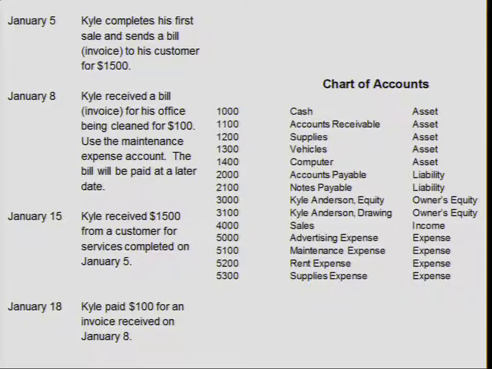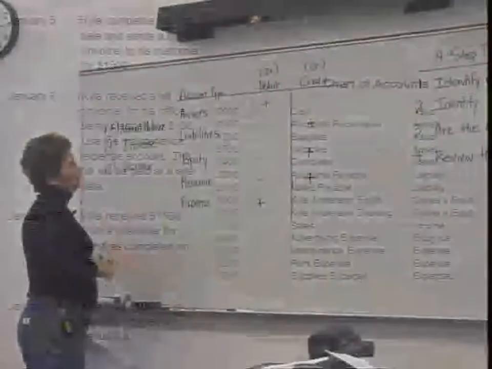On January 15th, Kyle received $1,500 from a customer for services that were completed on the 5th. If you look at your screen, you'll notice that the January 5 transaction is at the top, and this is where we sent the bill. Well, 10 days later, we're getting paid, which is what every business owner likes to see. So we have to ask ourselves, what accounts are going to be affected?